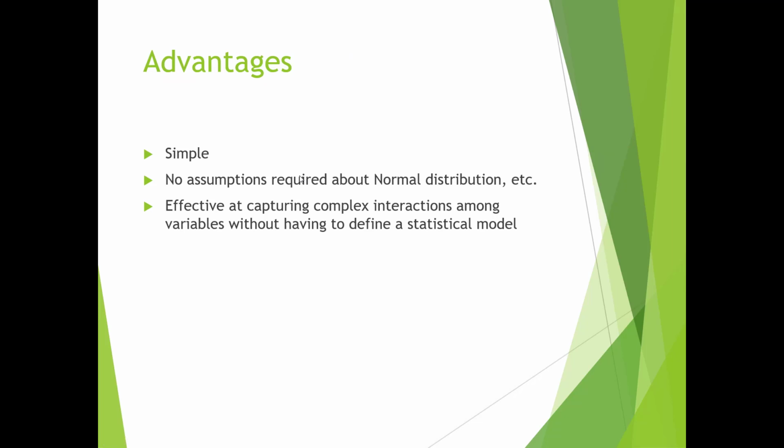Okay, advantages and disadvantages. The main advantage is it's a very simple, straightforward model. No assumptions are needed, like normal distribution. And it's effective in capturing very complex relationships between the predictors and the target. But you don't have to worry about any of that, because you're looking at neighbors, so it overcomes the complexity of the model because we are not relying on a model. We are simply relying on the closest observations.